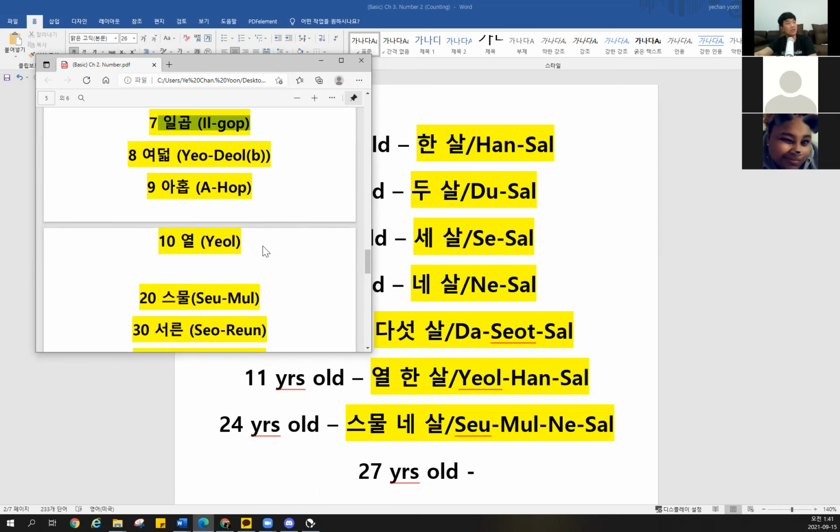So 10 was what? 열. 열. And 1 is what? 하나, but with the changing form, right? This is going to be what? 11살.